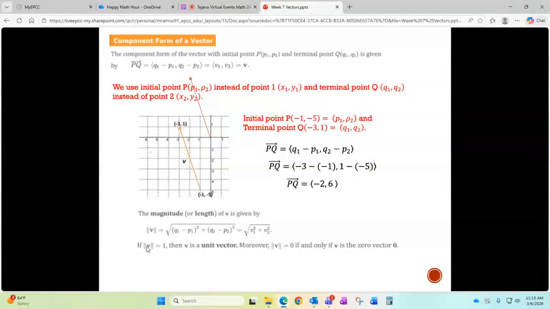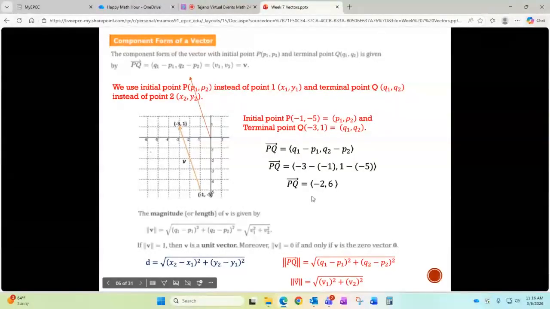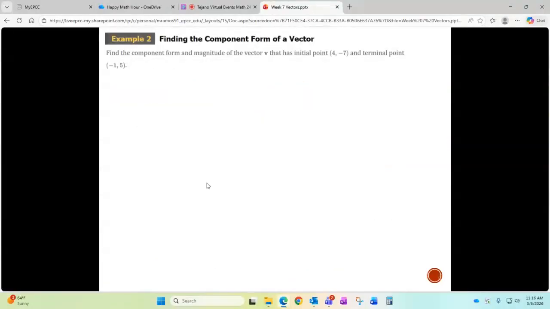Another thing to keep in mind: when the length or magnitude of a vector is 1, that's called a unit vector. Also, if the length or magnitude of a vector is 0, that's only when v is the 0 vector. So keep those definitions in mind as well. Here are the formulas again. We started with the distance formula, but then we replaced x and y with p and q. And once a vector is in its component form, you can just square the two components in that vector. All of those are the same for finding the magnitude of a vector.